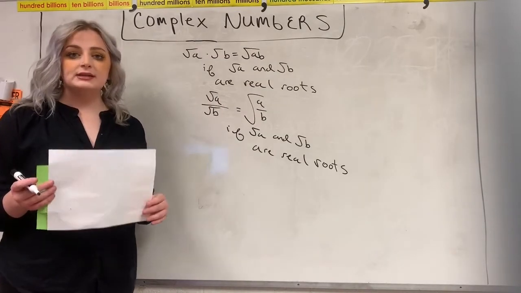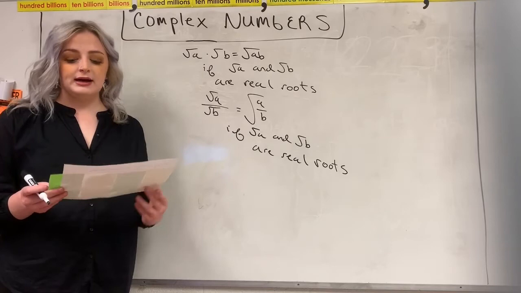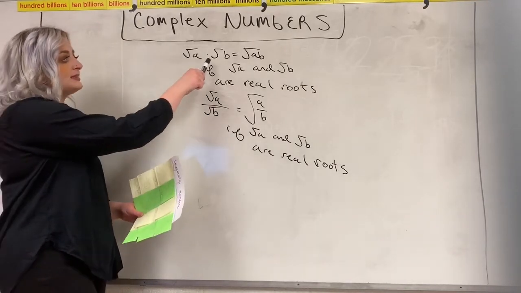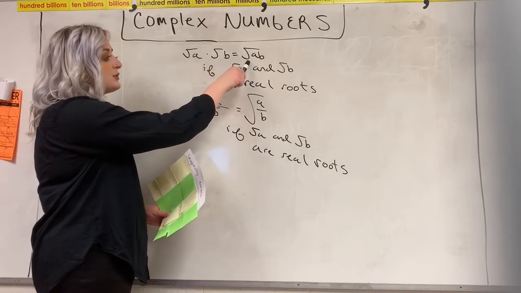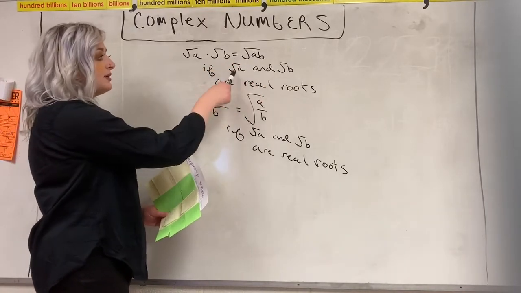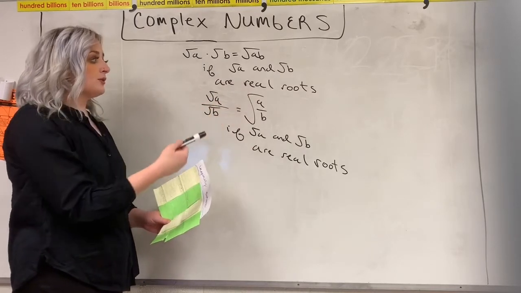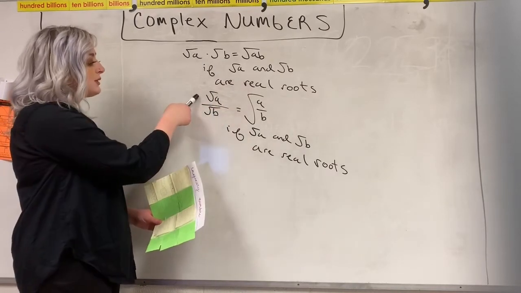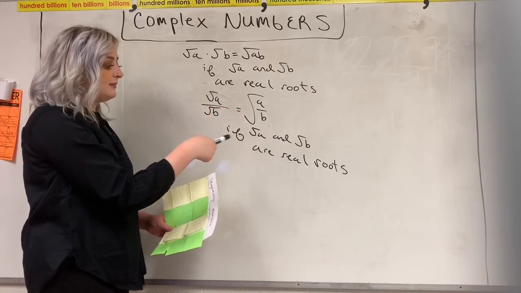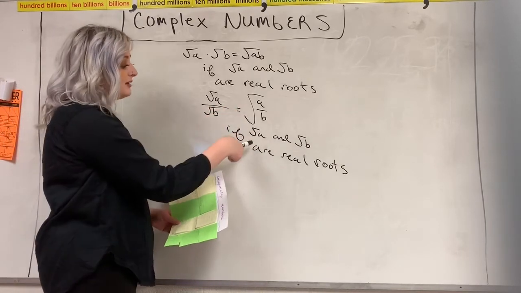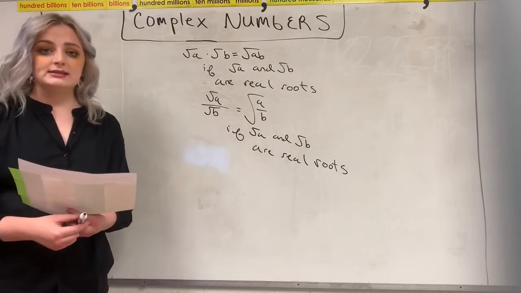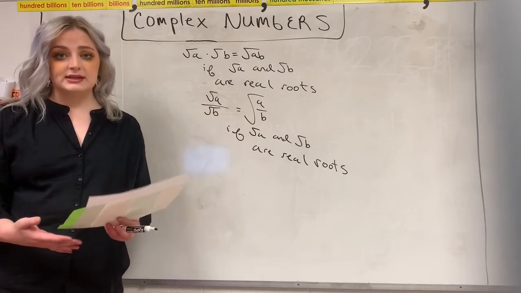Okay, so next I want to talk about a little bit of theory behind this. So we have here square root of A times square root of B equals the square root of A times B, if these two, square root of A and square root of B, are real roots. And then square root of A over square root of B equals the square root of A over B, if square root of A and square root of B are real roots. And so let's see this kind of in practice with some examples.